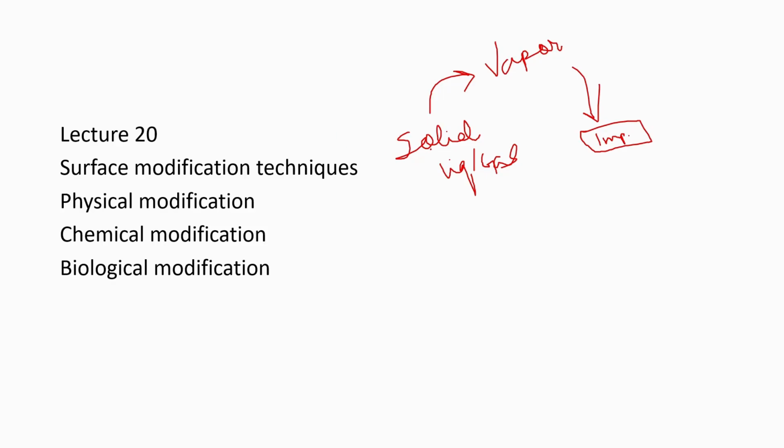So these are physical vapor deposition or chemical vapor deposition. There are other techniques in physical modification as well, such as lithography, 3D printing, UV treatment, spin coating, etching, and a few more of these techniques were also discussed.